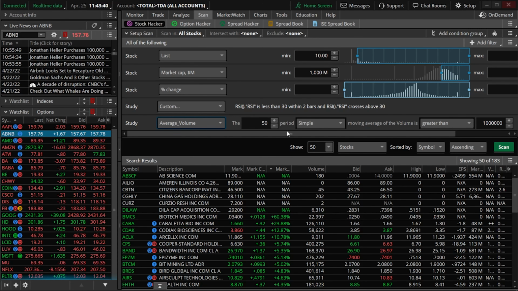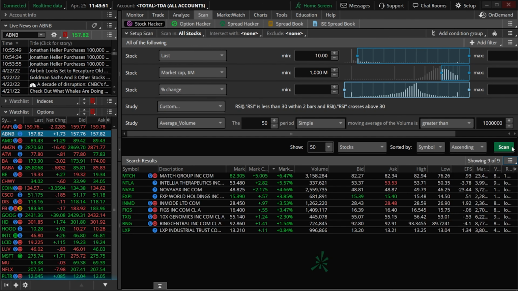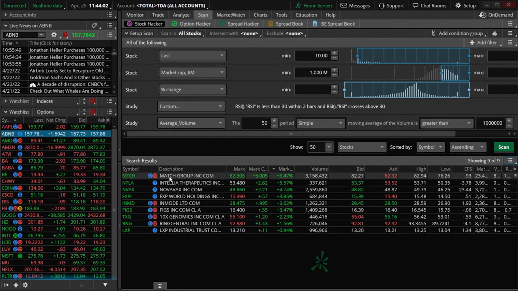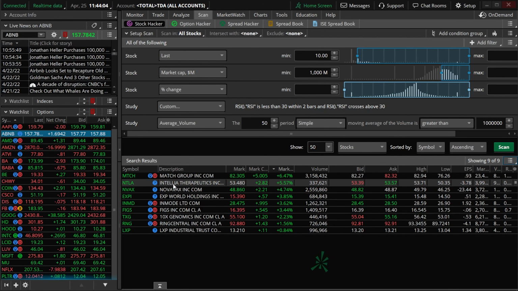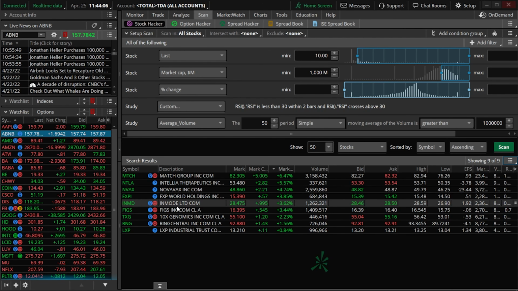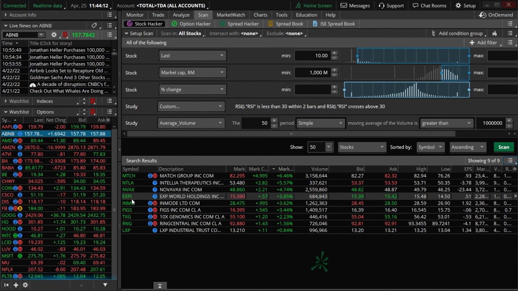So now if I were to come down here and run the scan again, you can now see that the results are far more limited. We only have 9 results now in the entire market that meet our criteria. So looking here, we can see that Match Group meets our criteria today, Intellia Therapeutics, and a few others right below that. Now, just to confirm that they actually do meet our criteria, let's take a look at EXPI.